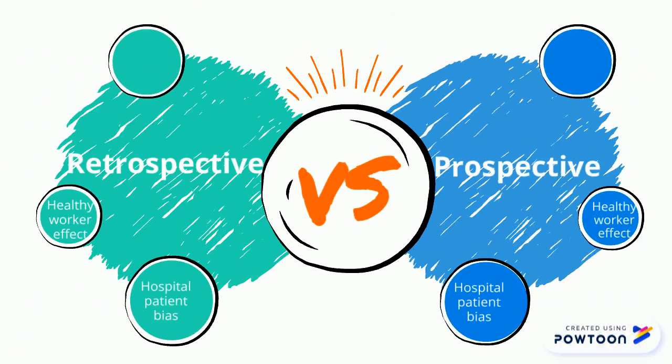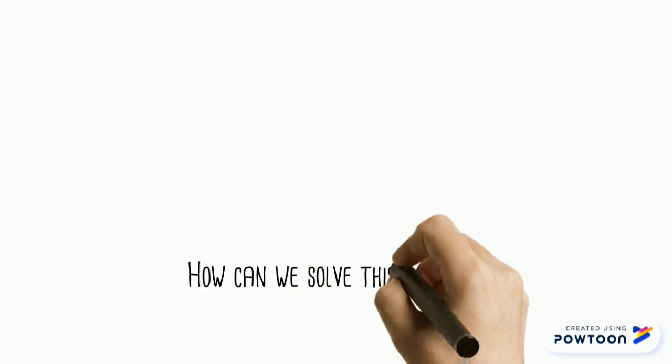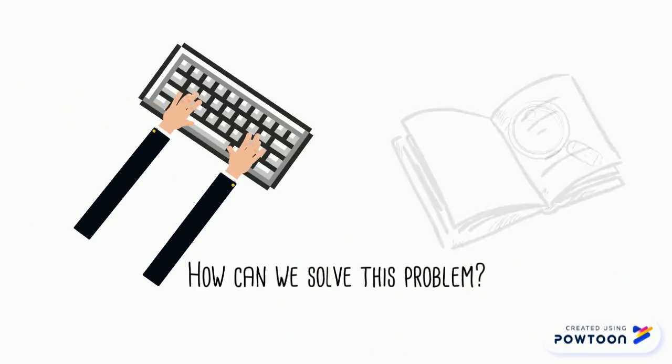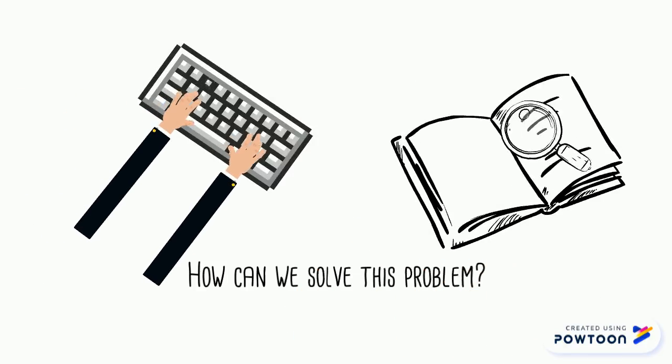If I conduct a retrospective study, I expect a high non-response. This can lead to non-response bias. But in a prospective study, I can also expect loss to follow-up. How can we solve this problem? Identifying selection bias should be done before writing a protocol, but also when you're reading an article.